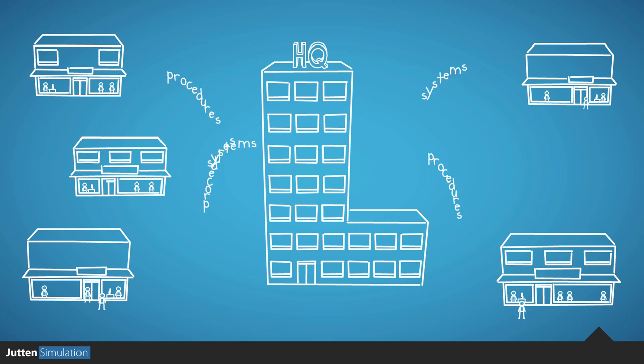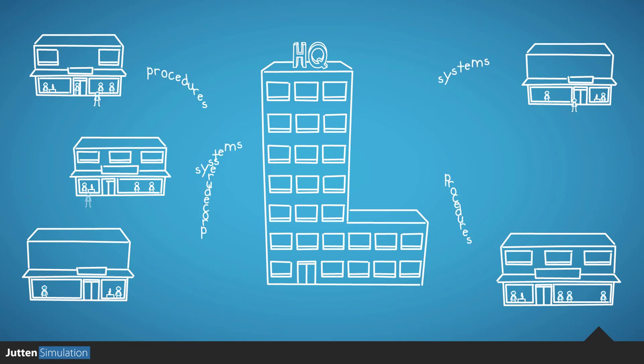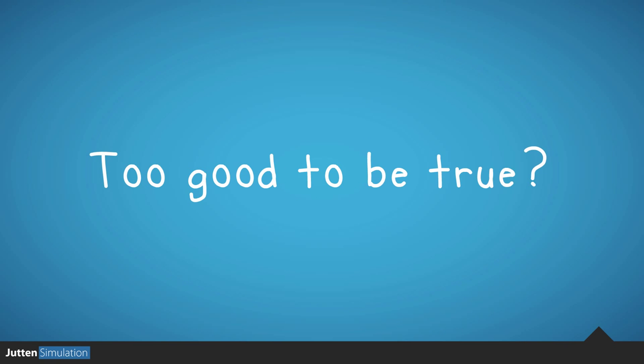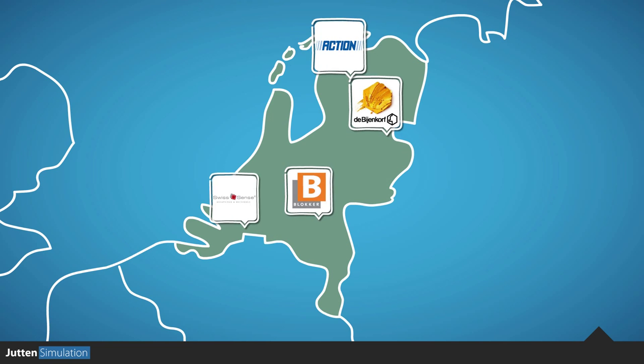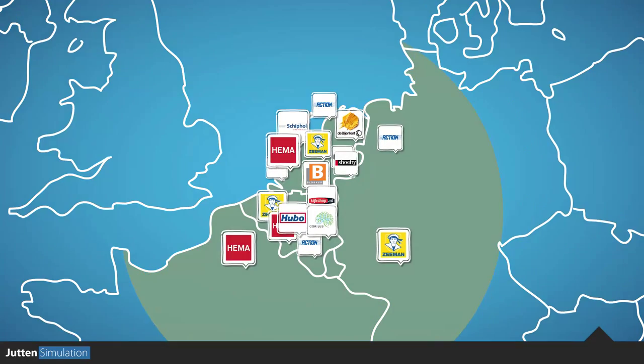When new systems or procedures are introduced, the software is easily adapted, ensuring that the knowledge and skills of employees are kept up to date. Too good to be true? Since its launch in 2008, the Jutten Cashier Trainer has helped many key retailers in the Netherlands and across Europe.